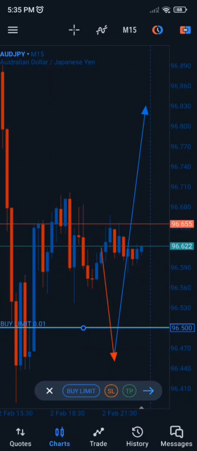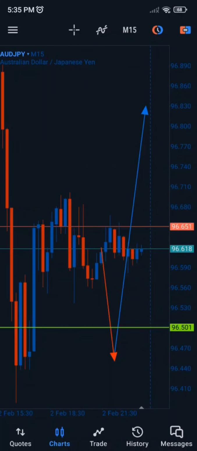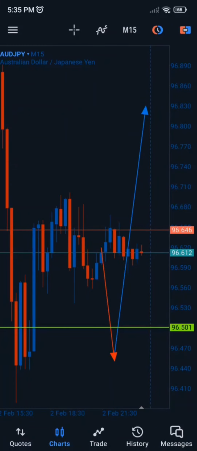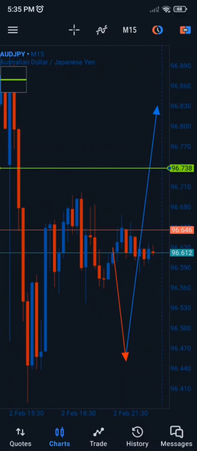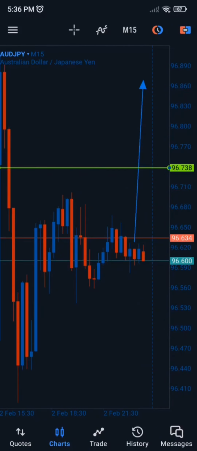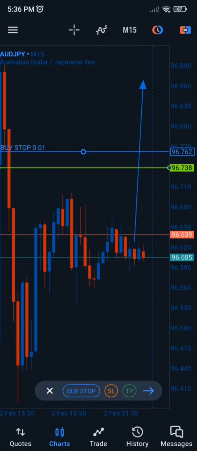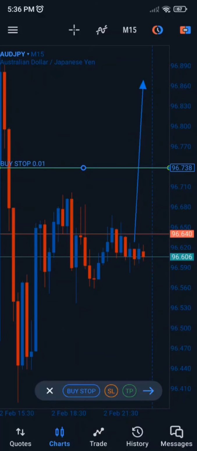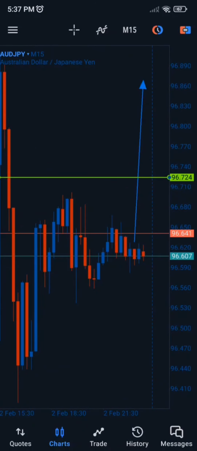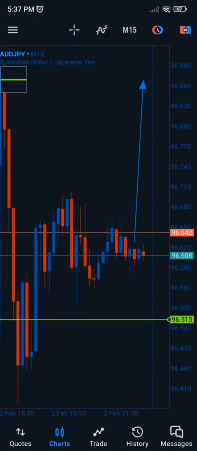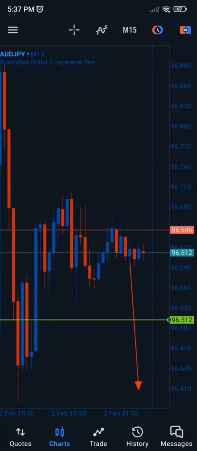Now, let's cover stop orders. This is where we would expect price to push itself into our pending order in a particular direction and continue in that direction. With a buy stop, we are expecting price to rise into our order and eventually continue going in that bullish trend. With a sell stop, we are expecting price to fall into our order and eventually continue going in that bearish trend.